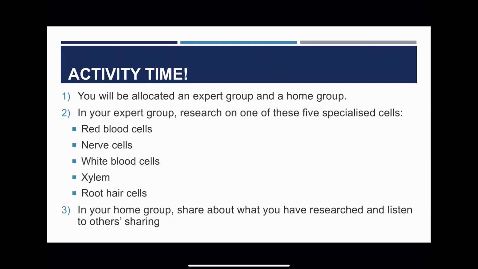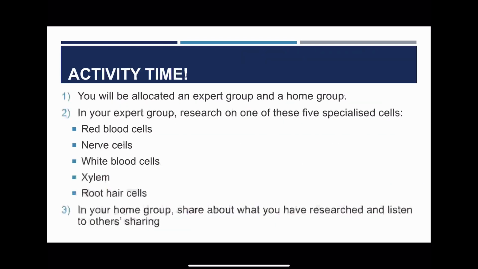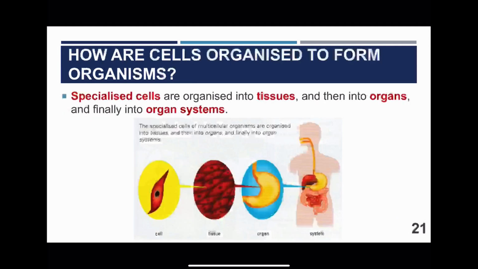Unfortunately, we can only do this activity when you come back to school, so for now I'll just skip through this part. But basically what I want you all to do is to have this mindset that when you come back to school, we'll spend more time researching how each of these specialized cells functions, so that you can find out more about why they look like this. Why don't they look like a circular shape? Why don't red blood cells and nerve cells look the same? So we will use that as a research project when we come back to school. But for now, let me continue with the slides.